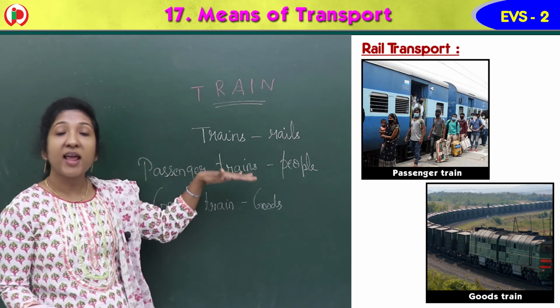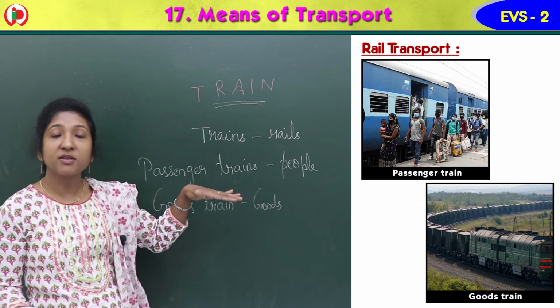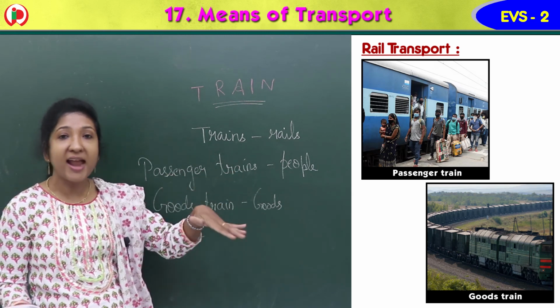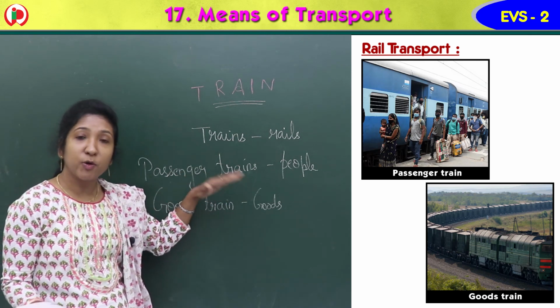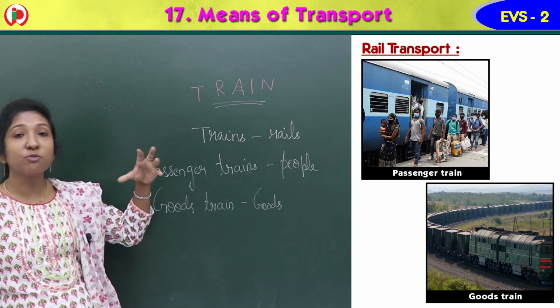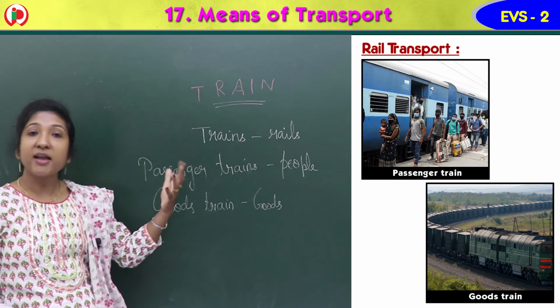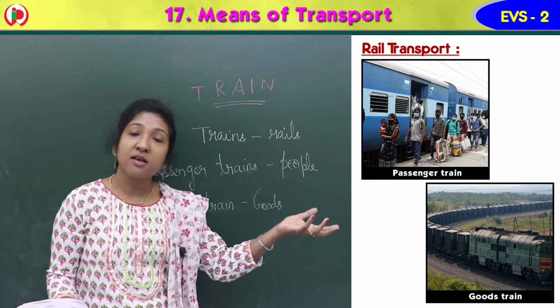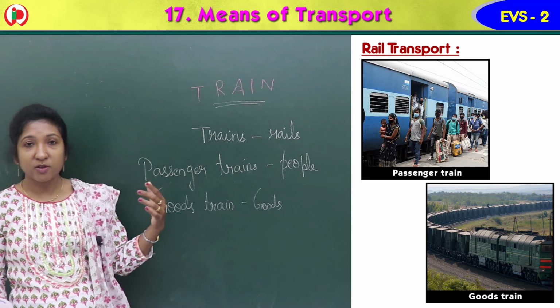So this rail transport is also a transport of land, that moves on rails means it moves on land only. So this train comes under land transport. So the vehicles that move on land or road are land transport. Car, bus, train, cycle, rickshaw, all are examples of land transport. Okay, children?